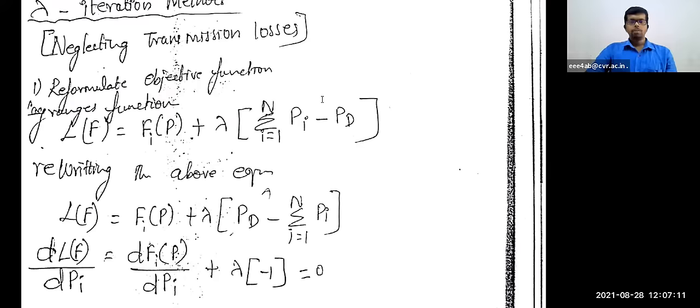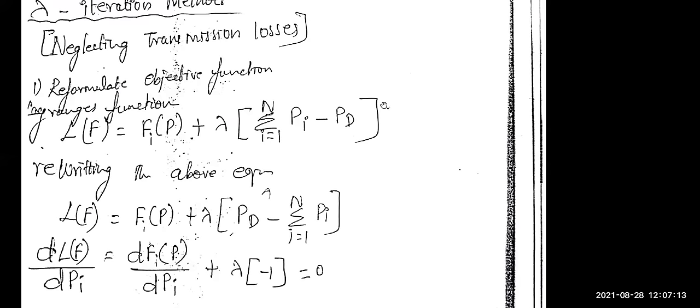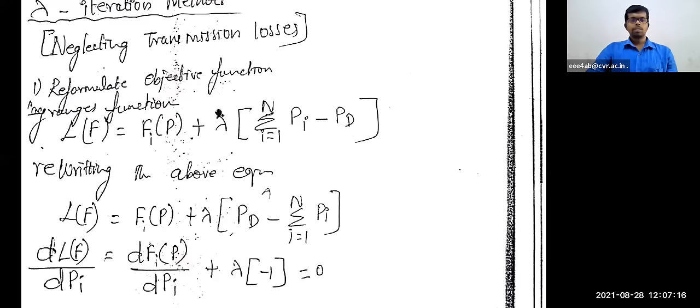FI of PI. Okay, plus some constant, that is lambda into the power balance constraint. That is nothing but whatever power is generated equals the demand. That is PI is equal to PD. We have already seen. Okay, so here I am taking it as PI minus PD, that is, summation I is equal to 1 to n of PI minus PD.